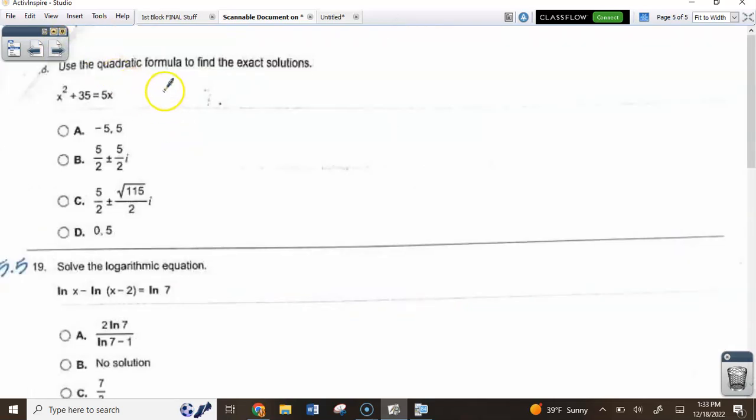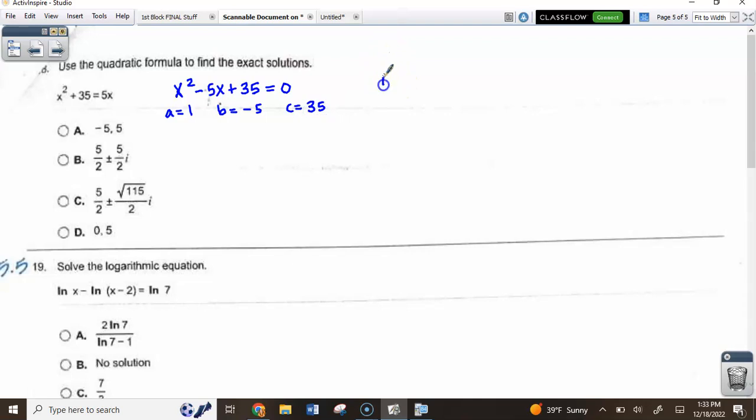Number 18, use the quadratic formula to solve. You do have to remember to have everything over to one side and in the correct form. So when you subtract that 5x over, it actually is going to squeeze right in the middle. We have A is 1, B is -5, C is 35.